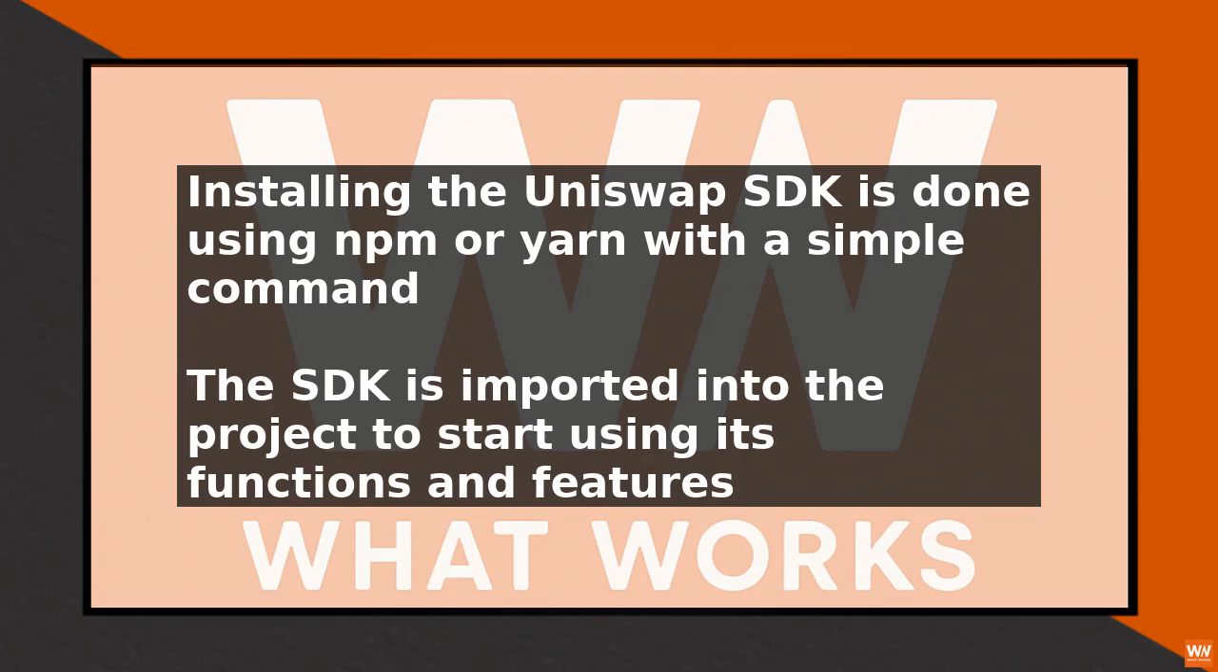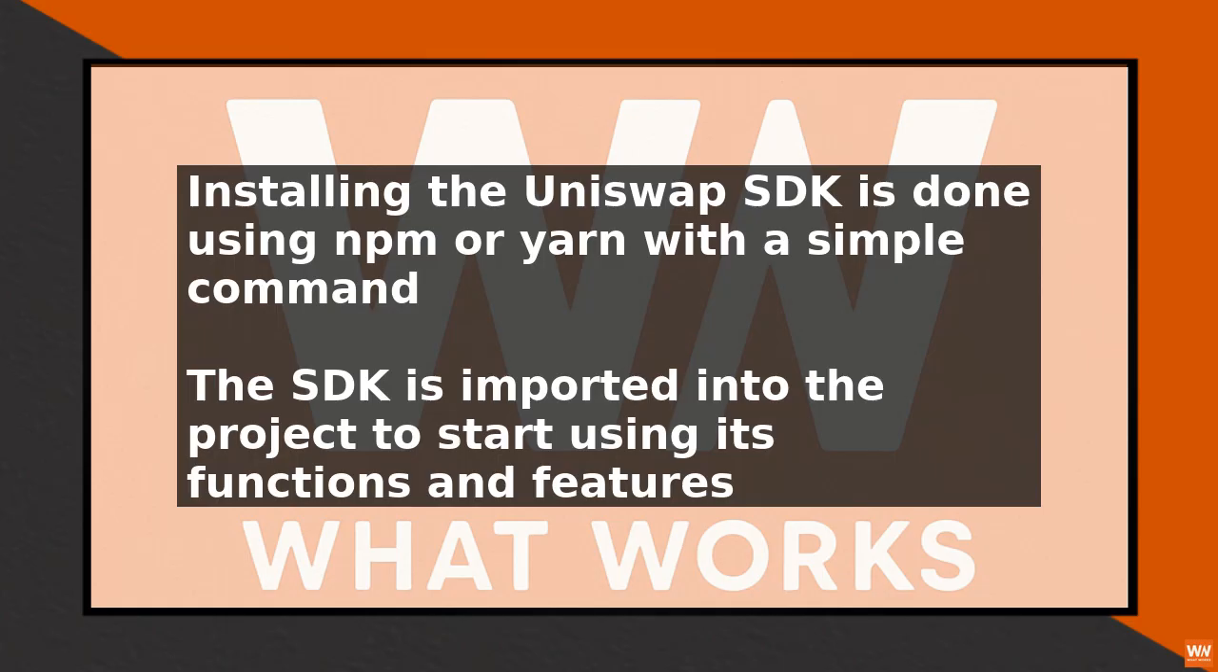One of the key concepts in using the Uniswap SDK is understanding price impact. Price impact refers to the change in the price of a cryptocurrency as a result of a trade. The SDK provides a function to calculate the price impact of a trade, which is essential in determining the expected price of a trade before it is executed.